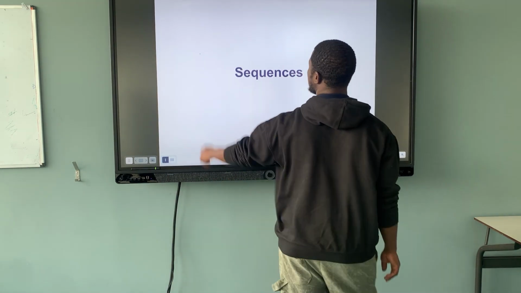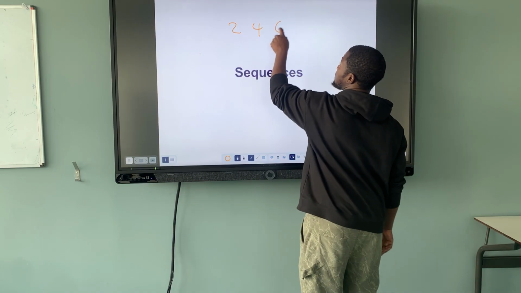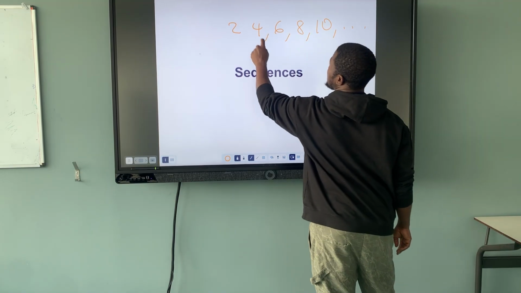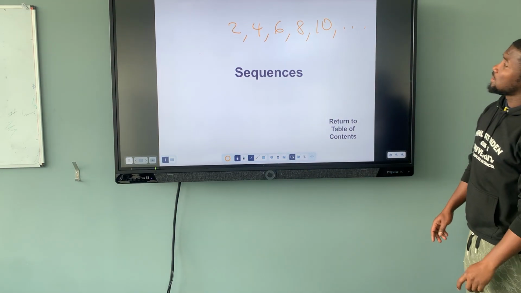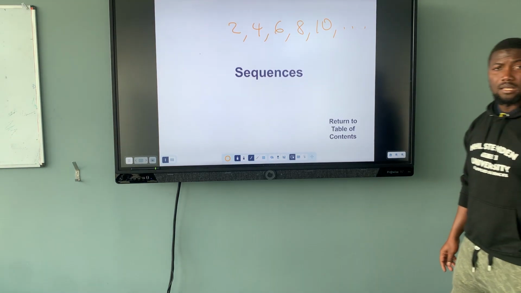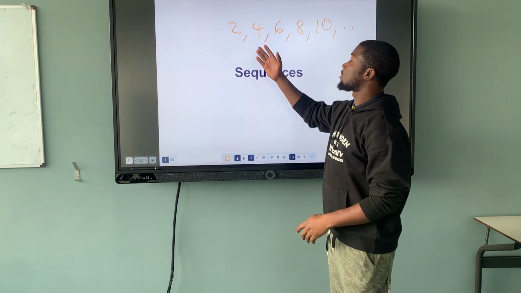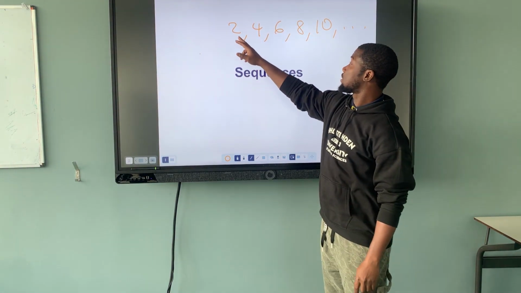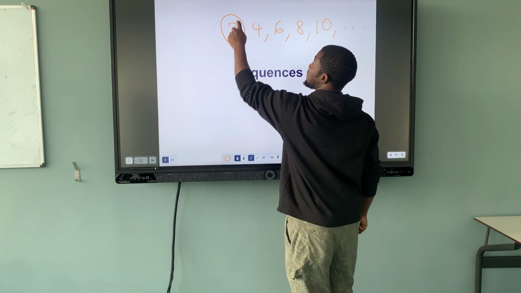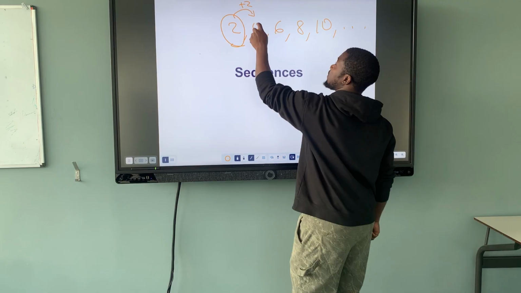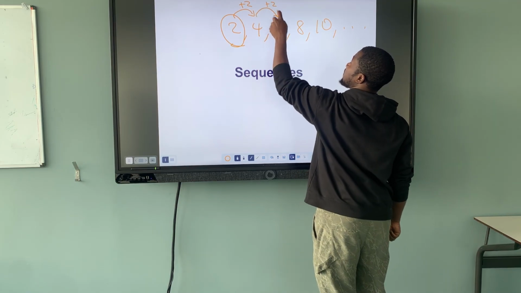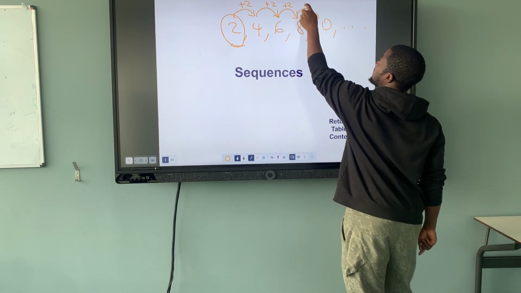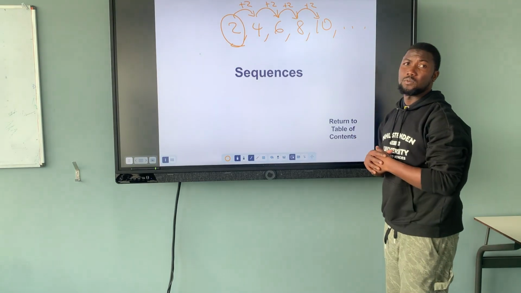Now, when you have a list of numbers, 2, 4, 6, 8, 10, etc., this is not just randomly arranging numbers. If you look at it carefully, there is a rule that is connecting them. This is the first number here, 2. The next one, you add 2. The next one, you add 2. This one also, you add 2. So you can see there is a relationship between these numbers.